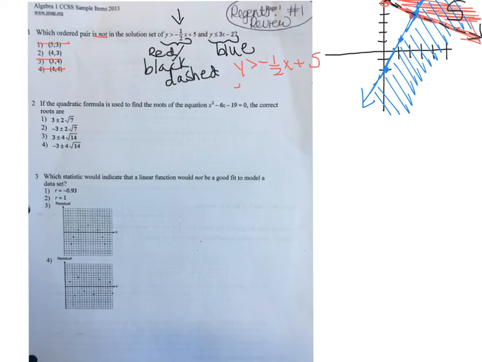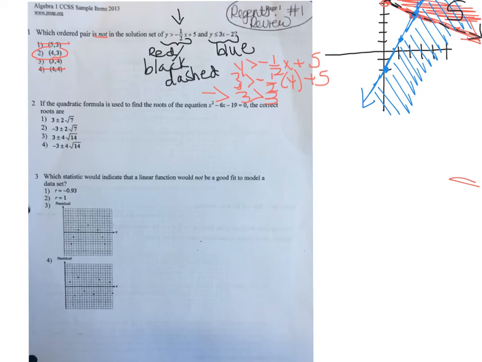So is 3 greater than negative 1/2 times 4 plus 5? This ends up being negative 2 plus 5, which is a positive 3. And 3 is not greater than 3, so this is the choice. So I just proved it to be the correct choice because it doesn't work. It doesn't make this inequality true.